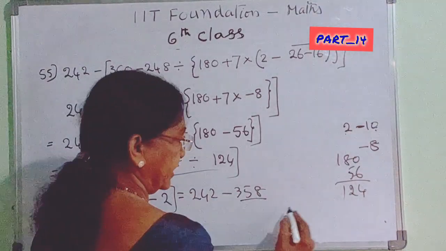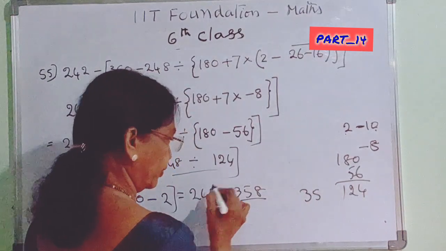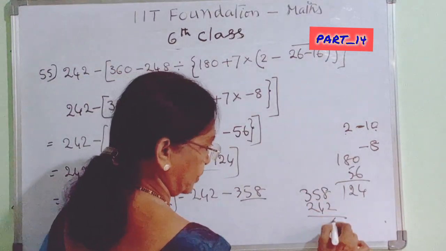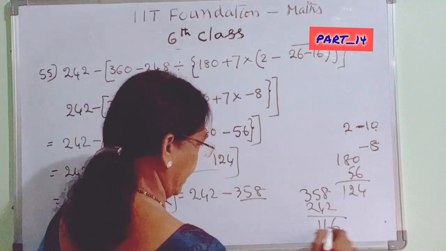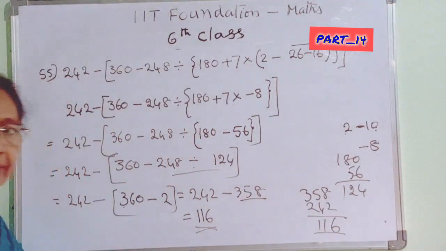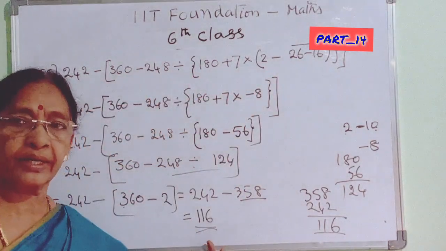So 358 is larger. Therefore, we subtract 242 from 358. 8 minus 2, 6, 5 minus 4, 1, 1, 116. Therefore, this value is 116. The value of this expression is minus 116.